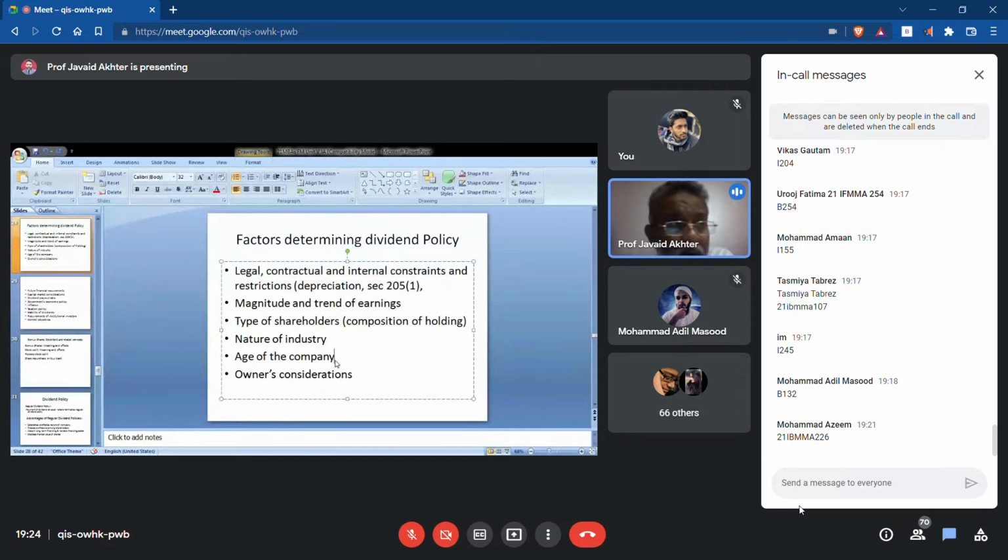If it wants to issue a share of rupees 10, it can ask for a premium of 200 even, and people will pay. But if a newly established company wishes to issue a share of rupees 10, it cannot command a premium of 200, 300 rupees on a share of rupees 10. Then owners' considerations also play an important role. When we say owners, we are saying those who are holding majority shares, whose decision ultimately prevails.